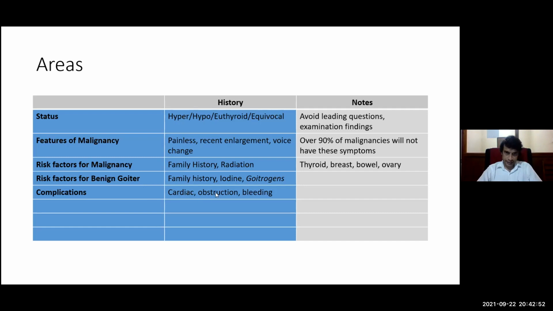So the other complication, apart from obstruction, can be bleeding. You can get very vascular glands in hyperthyroidism sometimes, and they can bleed. Multinodular goiters also can sometimes bleed. But most of the complications that these patients have are cardiac complications, right? In Graves' disease, which I haven't mentioned separately here, in addition to the cardiac complications like arrhythmias, high output heart failure, and things like that, and all these complications like obstruction and all that, you might also get eye complications, which you need to look for.